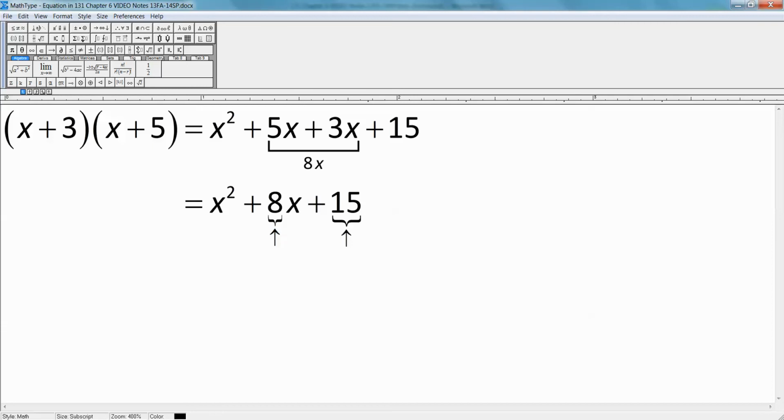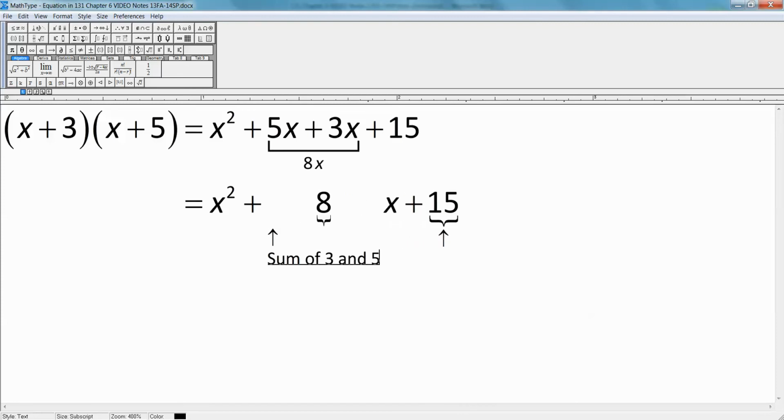That means that the sum of 3 and 5 makes 8. Agreed? Hopefully. Move that over there so you can see it. So the sum of 3 and 5 is 8. Okay, now what about 15? 15 is the product of 3 and 5. That's the way it worked when we distributed with FOIL, right? So 15 is the product of 3 and 5.